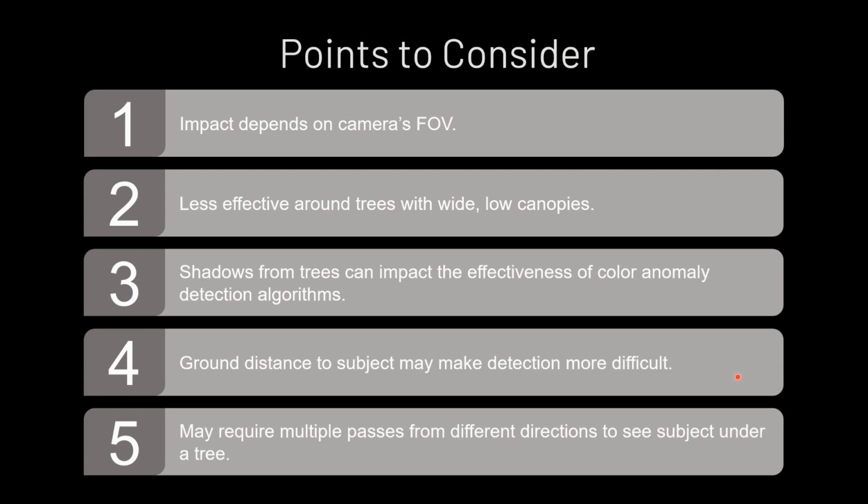Finally, just by the nature of trees, you may require multiple passes from different directions to see a subject under a tree. So the canopy is most likely not symmetrical, and depending on what side of the tree the subject is on, you may not see them if you're only going one direction back and forth. So rather than a back and forth pattern, you may have to do a grid or make an intentional effort to encircle individual trees to see someone under a tree.